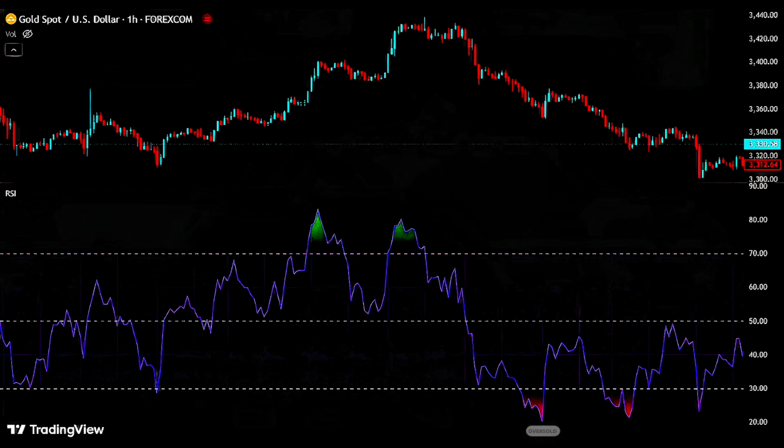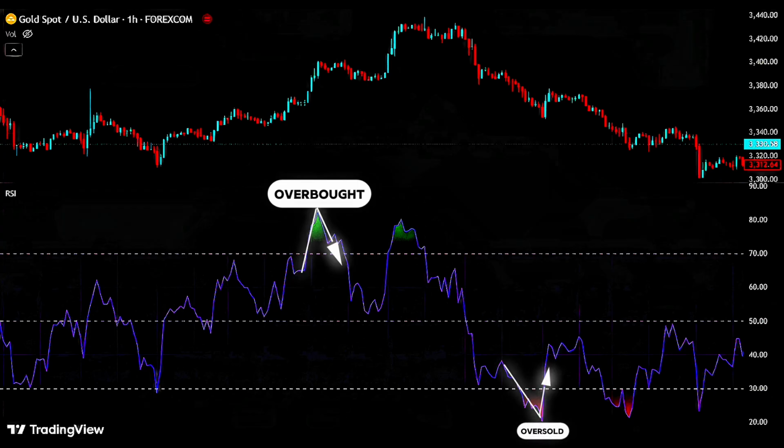RSI is considered oversold only when it first goes below 30 and then turns back up, crossing above 30 again. That's the signal that the stock is coming out of the oversold zone and could start moving higher. And RSI is considered overbought only when it first moves above 70 and then turns back down below 70. That's when you can say the stock has lost momentum and might start falling. This is where most beginners go wrong. They act too early. But now, you know the difference between just crossing a level and actually reversing from it.